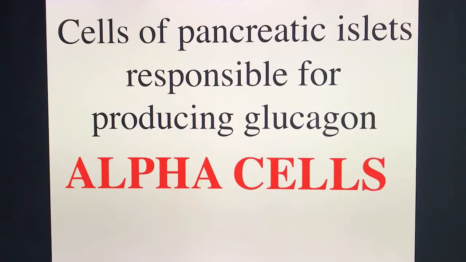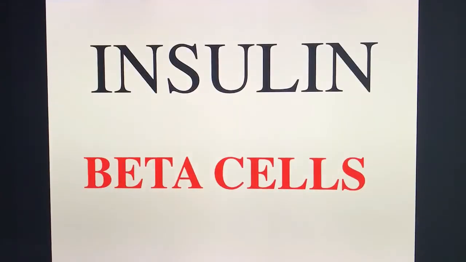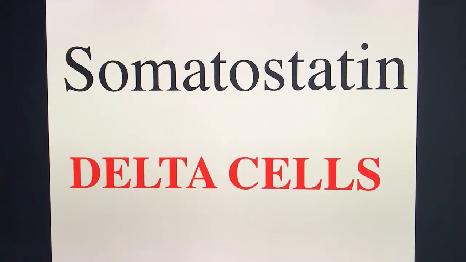Now, what cells of the pancreatic islets of Langerhans are responsible for producing glucagon? This is your alpha cells. The beta cells of your islets of Langerhans will produce your insulin. The delta cells will produce somatostatin. Now, please don't forget your endocrine organs will secrete hormones directly into the bloodstream, compared to exocrine glands, which will secrete hormones or chemical substances through ducts.